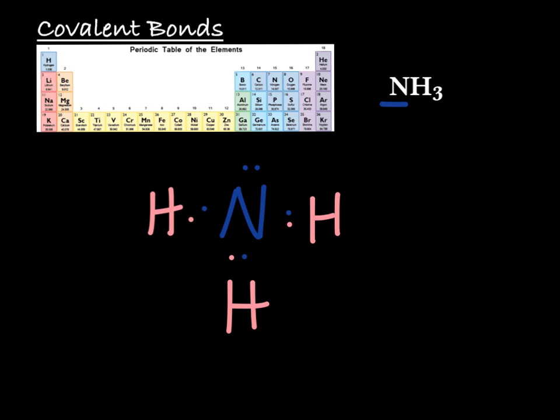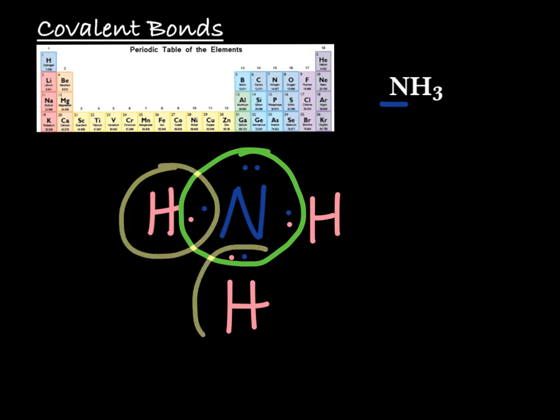So nitrogen still wants 8. You can count all the electrons there in that circle, and that's 8 of them. Okay? And then when we do hydrogen, we circle those, and we can see they only have 2 electrons in their circles. But remember, that's okay because hydrogen only needs 2, because that first energy level can only hold 2. So hydrogen is the exception to that 8 rule. All the other elements are trying to get to 8, all the other nonmetals.